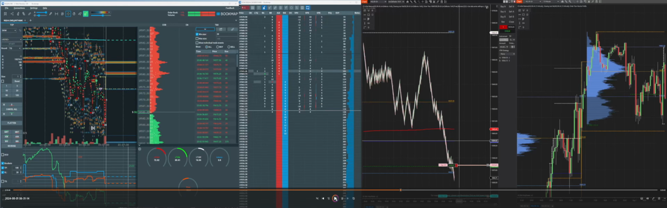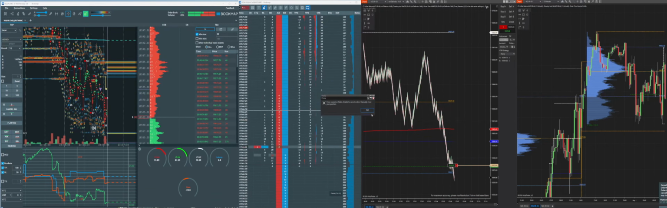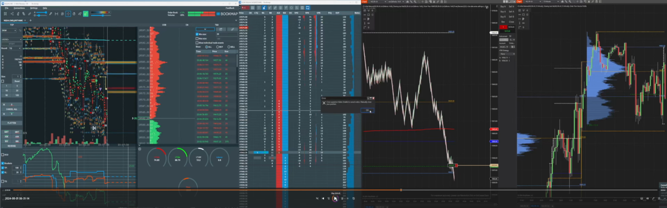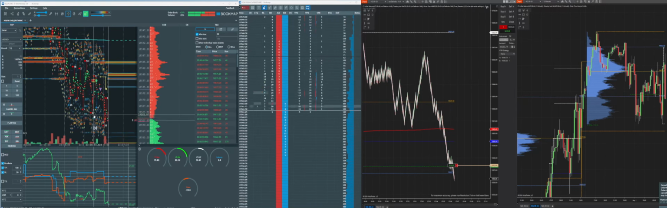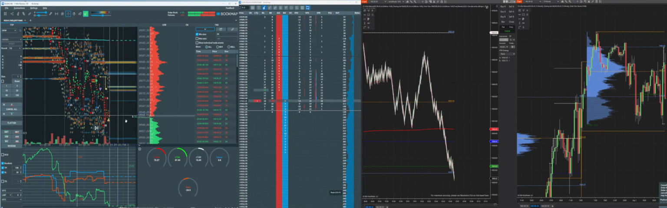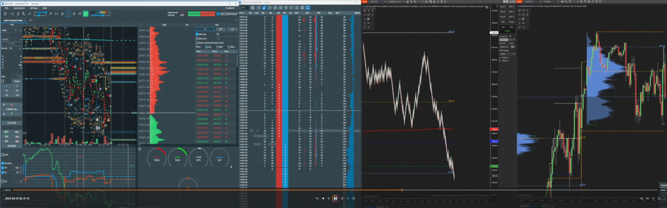So basically we went long and attempted to close it, but for whatever reason, trade copiers are bad, so I had to come back to Bookmap and close it out multiple times. So it was basically the first trade.